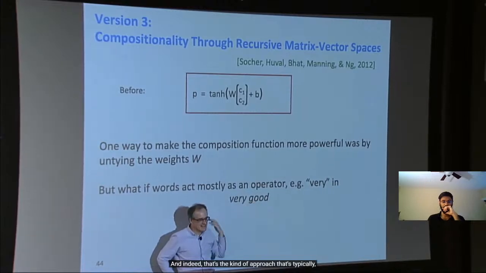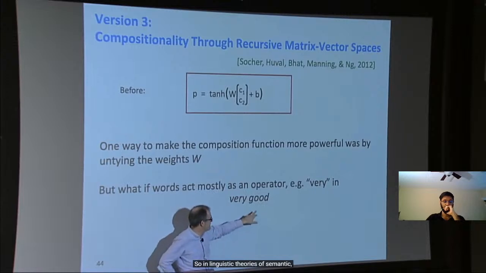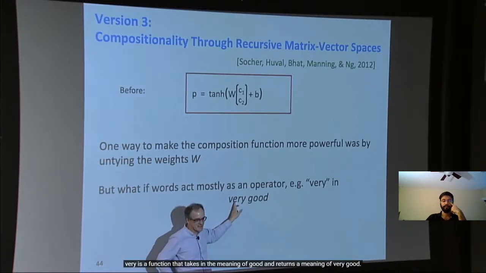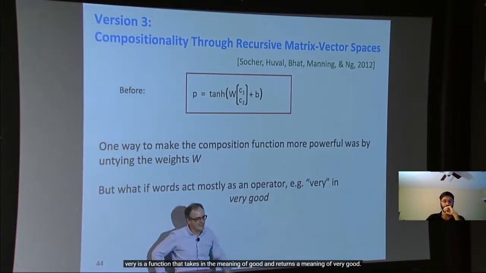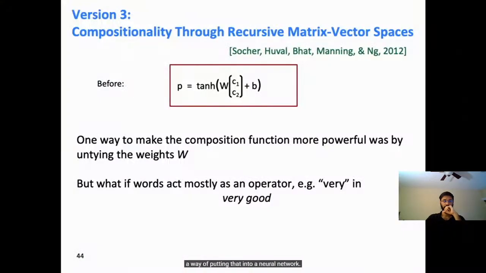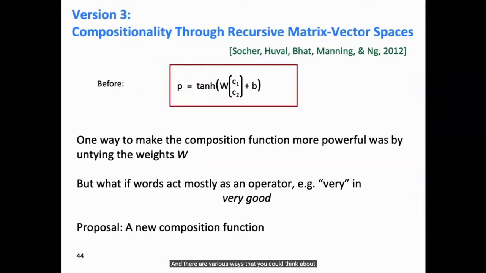And indeed, that's the kind of approach that's typically been taken in linguistic semantics. In linguistic theories of semantics, you'd normally say, okay, "good" has a meaning, "very" is a function that takes in the meaning of "good" and returns a meaning of "very good". And so we wanted to have a way of putting that into a neural network, and so to come up with a new composition function for how to do that. And there are various ways that you could think about doing that, and other people have had a couple of different attempts.